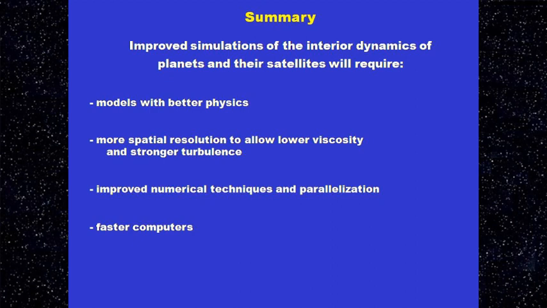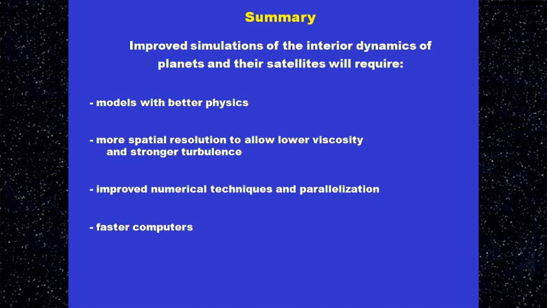I'm going very quickly here, but let me just summarize that in all these cases, giant planets or terrestrial planets or satellites, we're making progress slowly. We have still a long ways to go, a lot of uncertainties. We need to add more and better physics. We need to use higher spatial resolution, in other words, more grid points, more spherical harmonics to get more confidence. And be able to lower the viscosity.